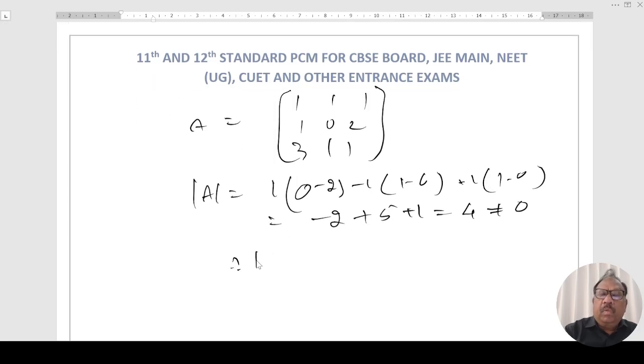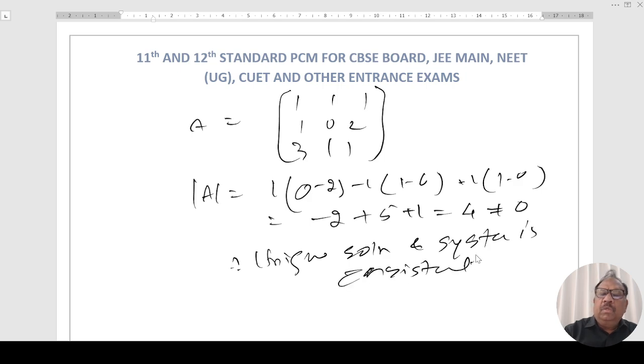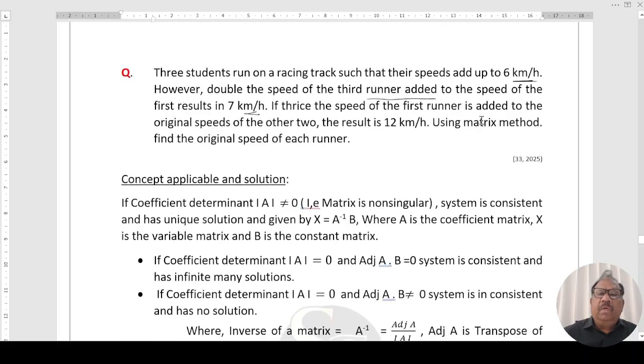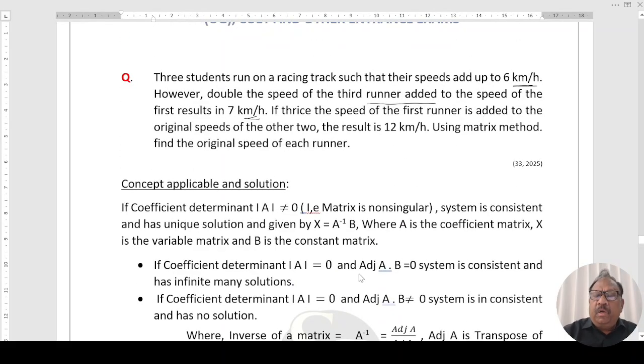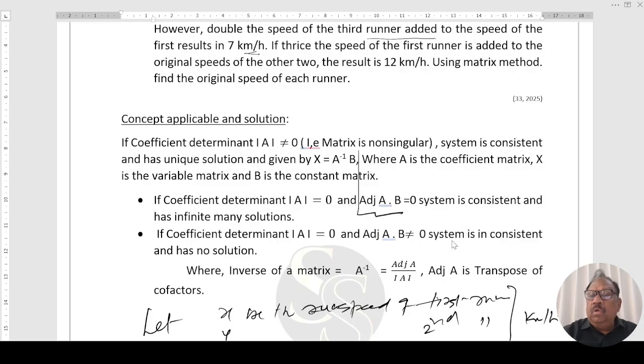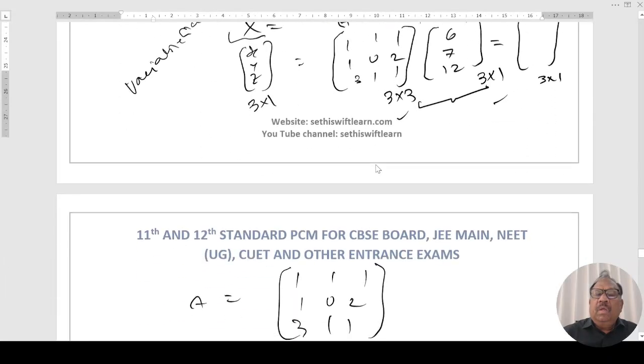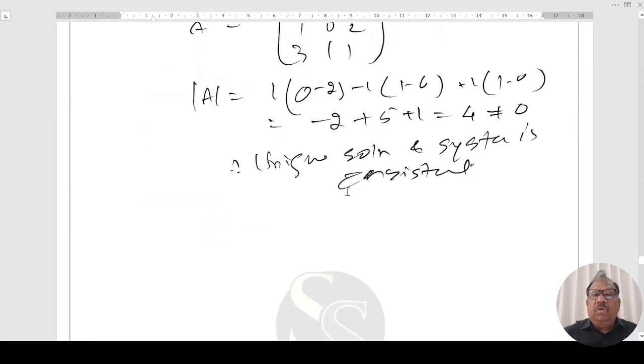Therefore, unique solution and system is consistent. Just a knowledge check: if it comes out to be 0, then we have to find adjoint A into B. If this comes out to be 0, then many solutions and system is consistent. If adjoint A into B is not equal to 0, system is inconsistent, no solution. Right? If determinant A equal to 0, A inverse does not exist.